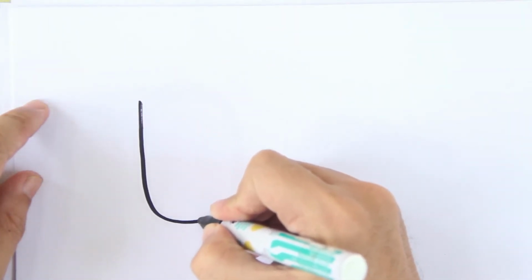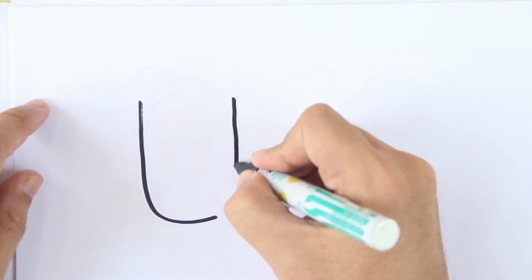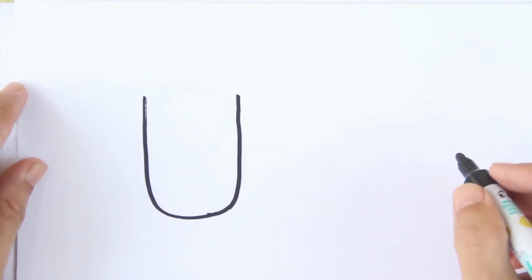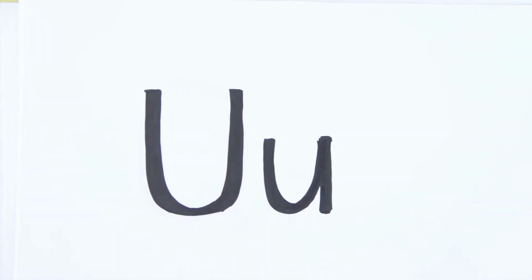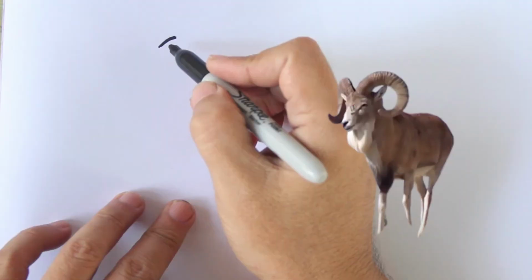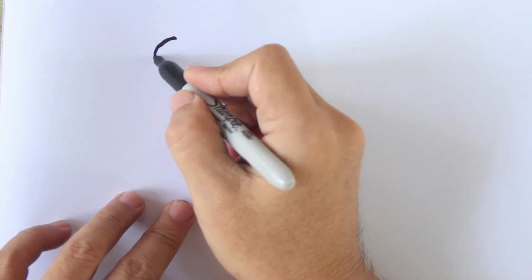This is capital letter U. And this is small letter u. U is for ureal. Let's draw a ureal.